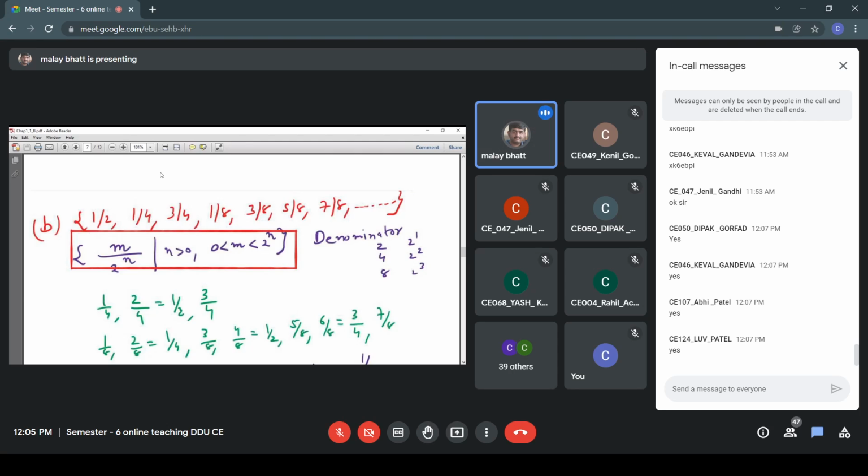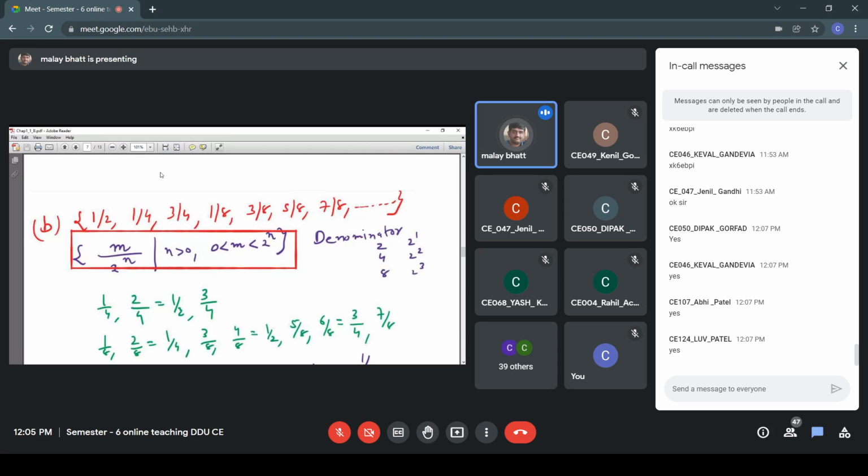So it will start with 1. 2 raised to 1, 2 raised to 2, 2 raised to 3. So we get all the denominators. Now if you observe the numerator part, then you can see it is 1 upon 2. So the numerator is lesser than the denominator. Always you can see the numerator is always lesser than the denominator.